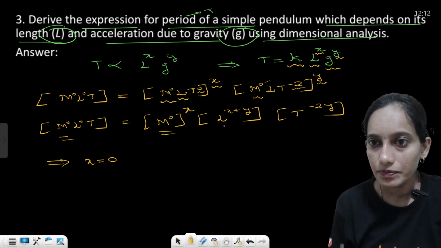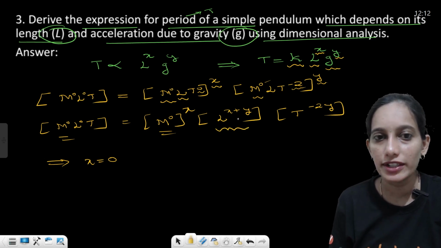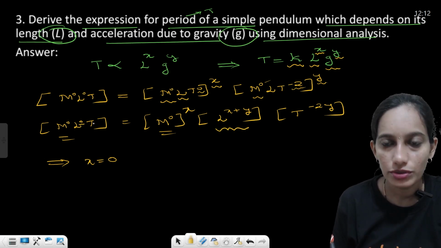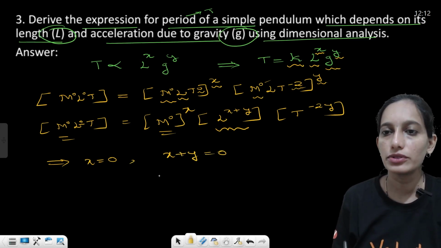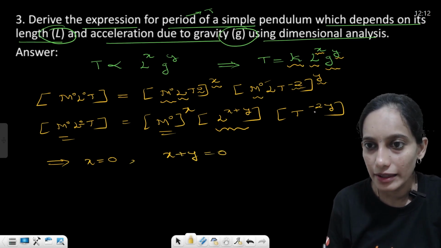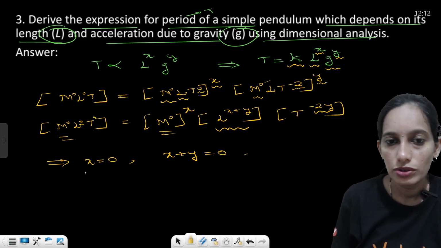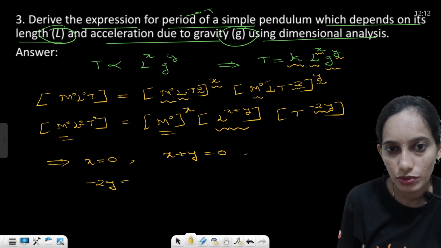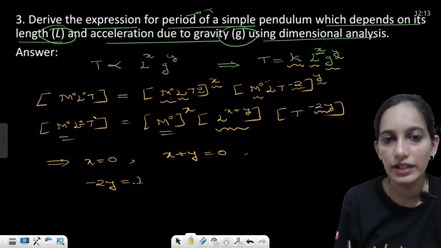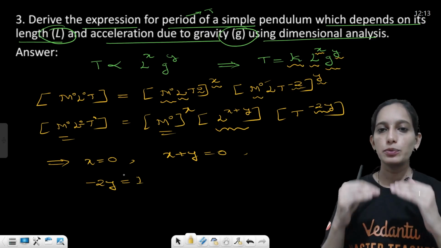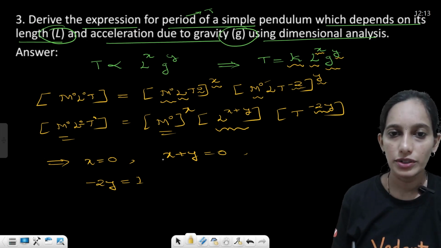Next we have the second term, L raised to X plus Y here, and L raised to 0 on the left. So we can say X plus Y must be equal to 0. Similarly, here we have -2Y, and on the left T power 1. So let me write here -2Y is equal to 1. So on both sides, we equate the powers of the corresponding bases. That's what we are doing.